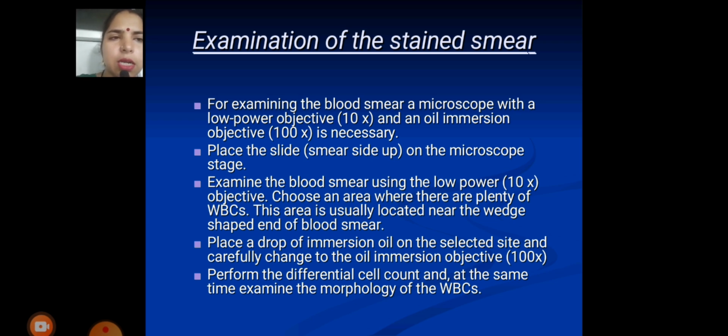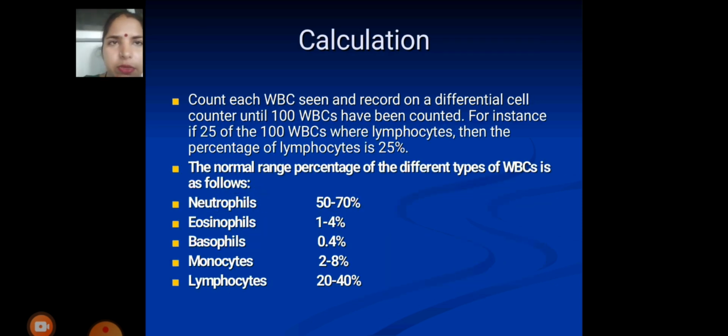Perform the differential cell count at the same time. Examine the morphology of the WBC. Each WBC seen is recorded on a differential cell counter until 100 WBC have been counted. For instance, if 25 of the 100 WBC were lymphocytes, then the percentage of lymphocytes is 25%.